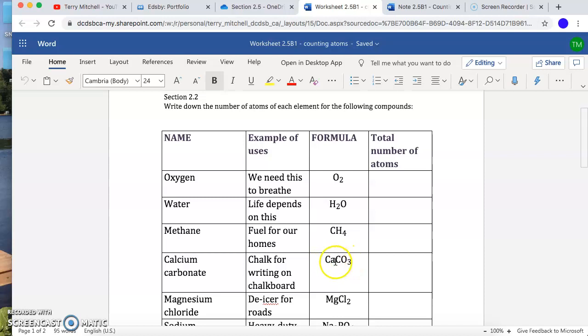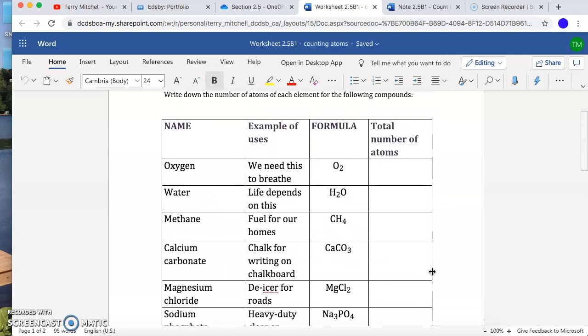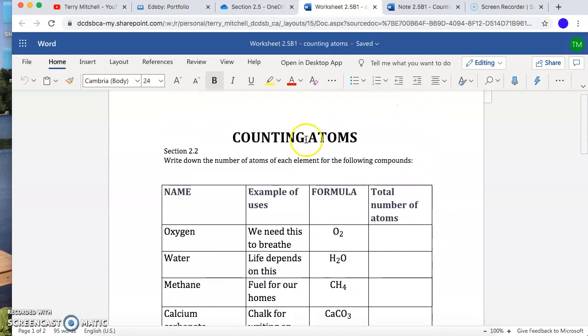We can see that we have one calcium, one carbon, and three oxygen for a total of, and I'll let you fill that in. So work through this sheet, and I'll be posting the answers.